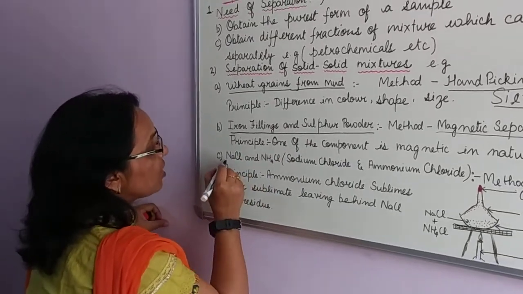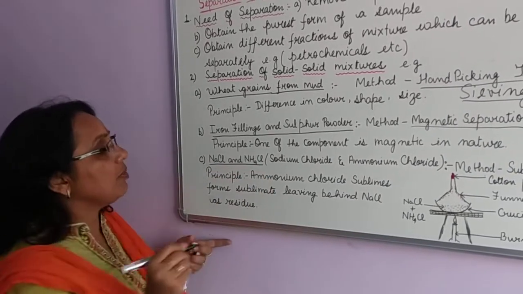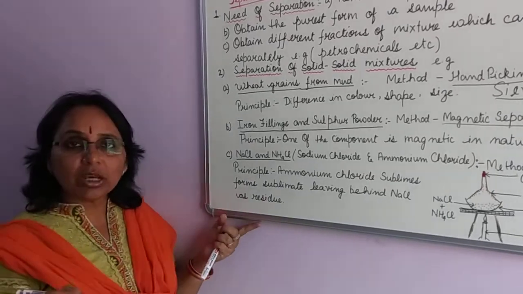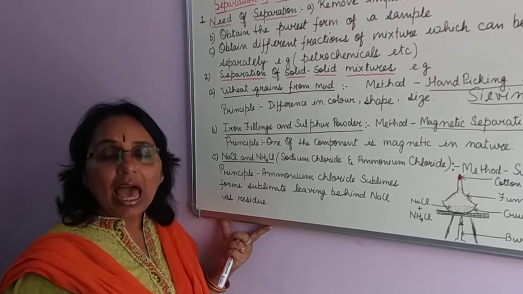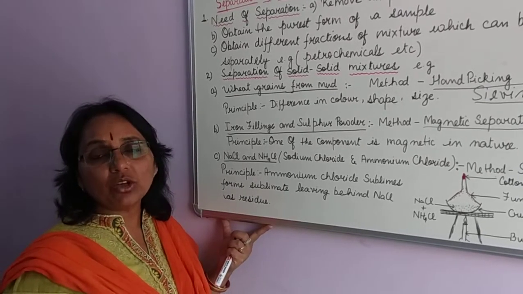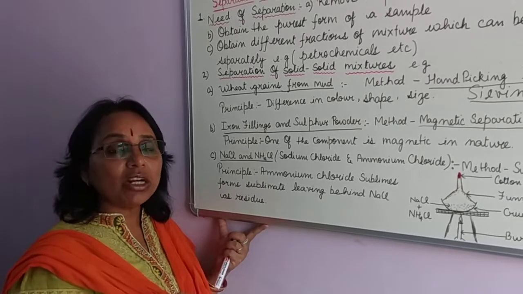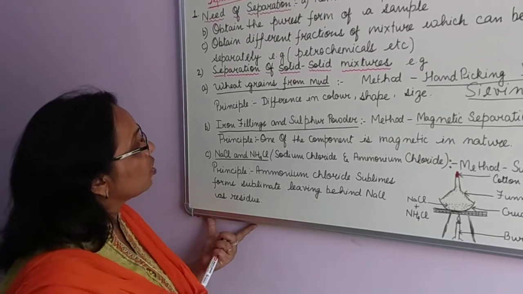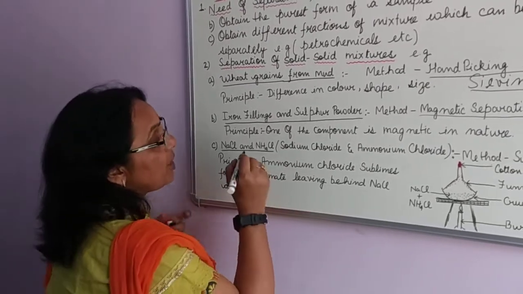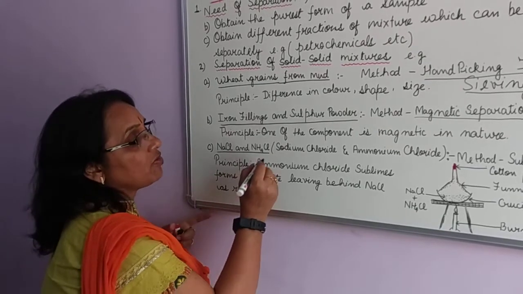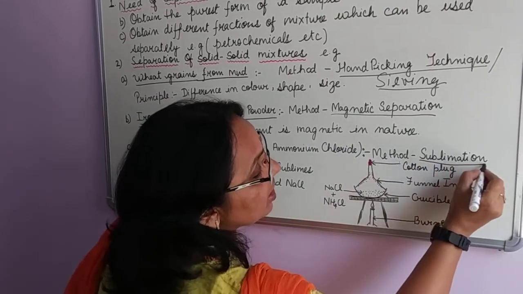The third type of mixture that I have included is a mixture of sodium chloride and ammonium chloride. Both of them are white crystalline solids and both of them are water soluble. Many times children write that they should add water. We cannot add water to this mixture because both of them are water soluble and both of them will dissolve in water. So instead, the best technique to separate the mixture of sodium chloride and ammonium chloride is sublimation. Sublimation is the best technique.